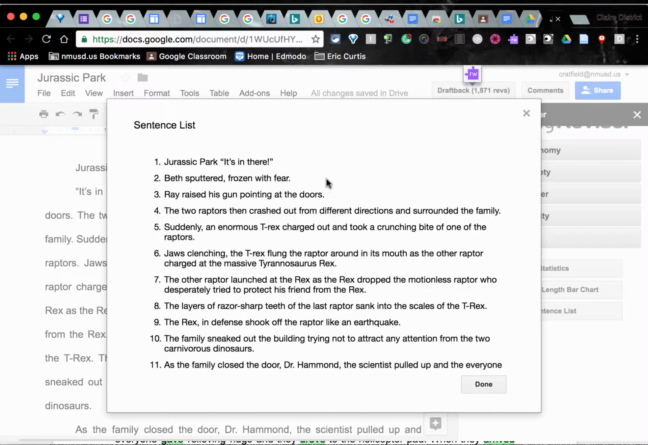As the family closed the door, Dr. Hammond, the scientist, pulled up, and then everyone gave relieving hugs, and they drove to the helicopter pad. No, there's a period there. When they arrived at the pad, Dr. Hammond quietly gazed at the amazing and horrifying world he had built. He then slowly stumbled to the helicopter, and the group took off. So actually, he has no run-ons there. They wanted you to check that. So this is a very strong piece of writing for a sixth grader. This would be above grade level.